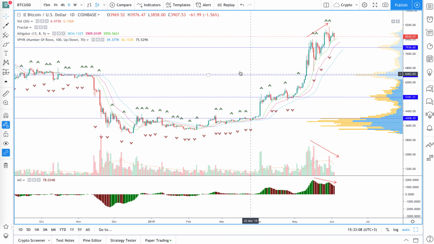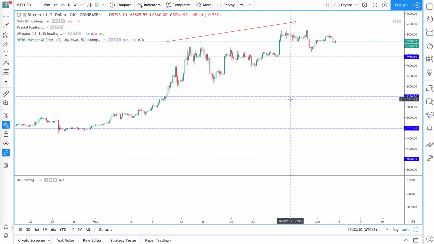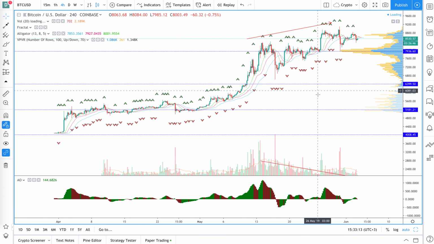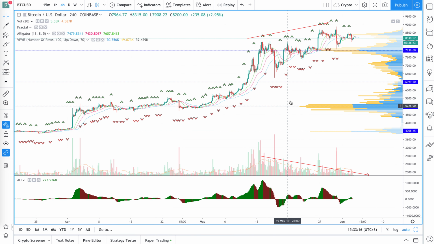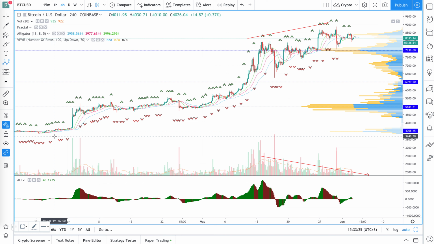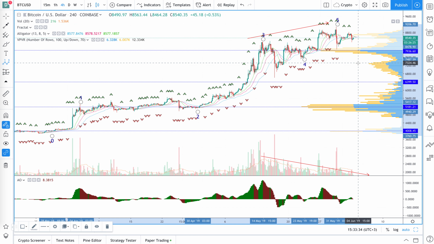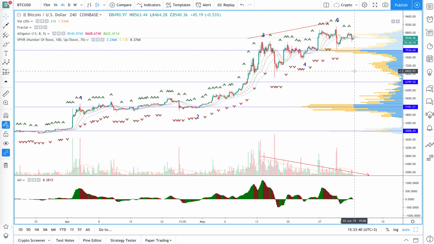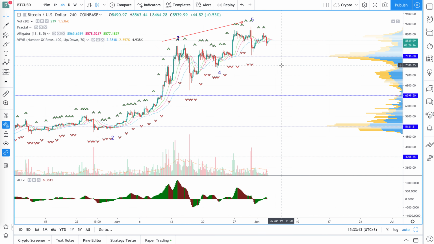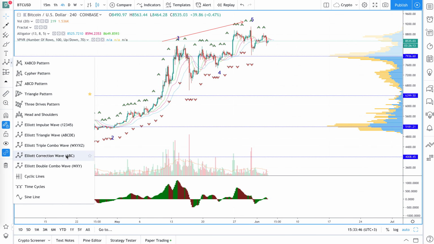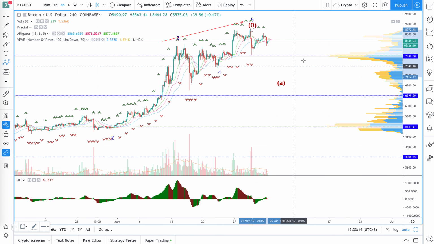Go into the 4 hours, we can see that we actually just finished the 5 waves which were going up. So the Elliott waves, which were starting from here and then finished at the top almost around 9,000. After this upward move, there is all the time the correction. The correction should be in the ABC pattern, so something like that.